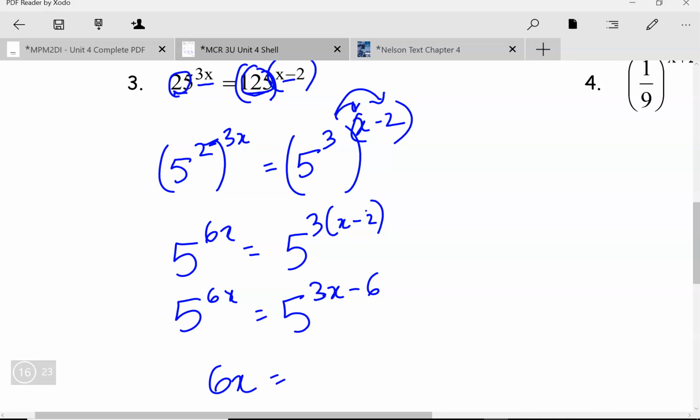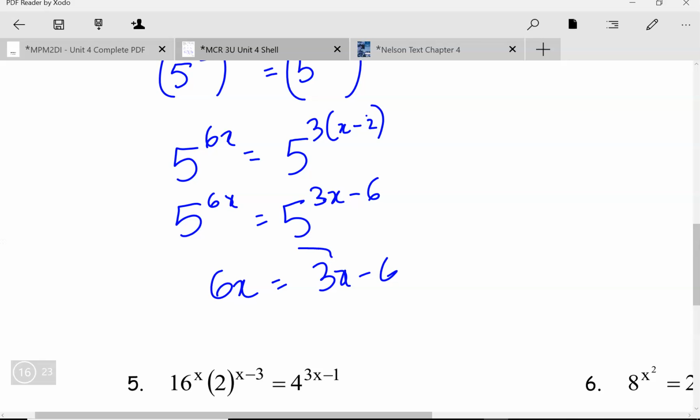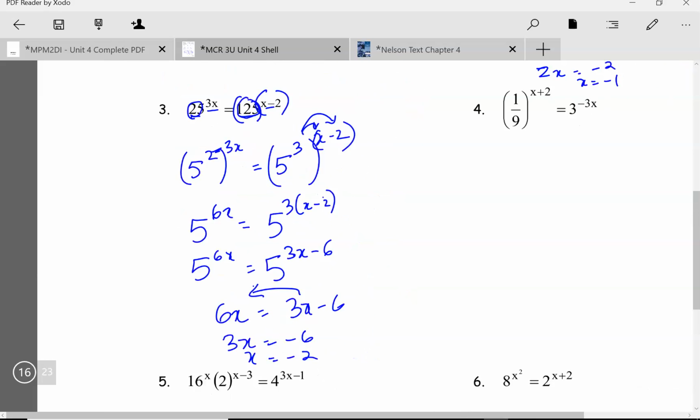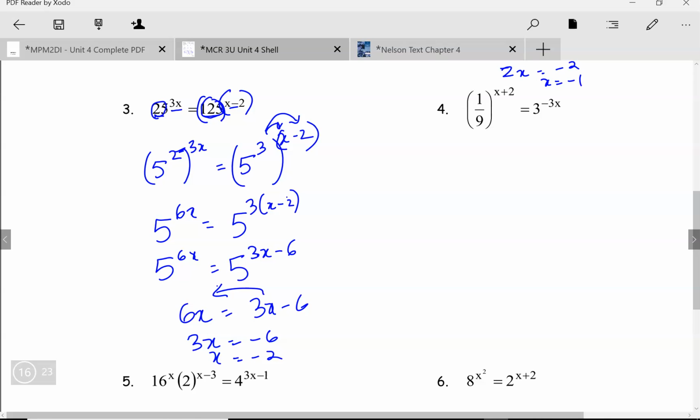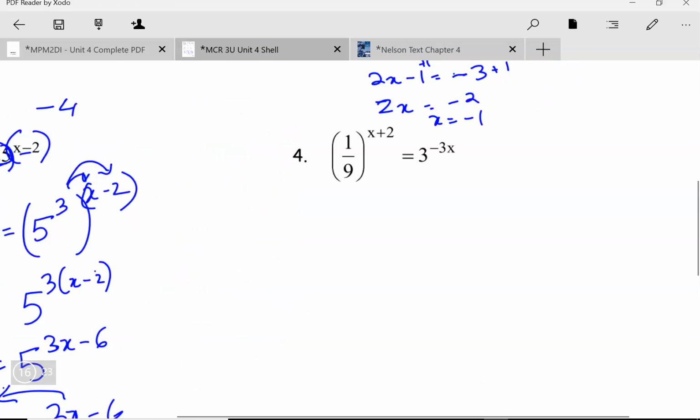But as soon as I have the same bases, I can say the exponents are equal, and then this is just a matter of moving the 3x over to this side, so I subtract it. 3x equals negative 6, x equals negative 2. And of course, if you sub in negative 2 here, you should get 25 to the power of negative 6. And this is 125 to the power of negative 4. And yes, those are actually equal. If you put them in a calculator, you can do that to check.